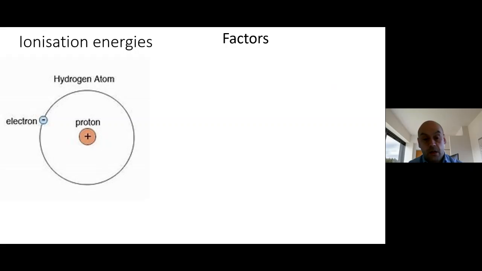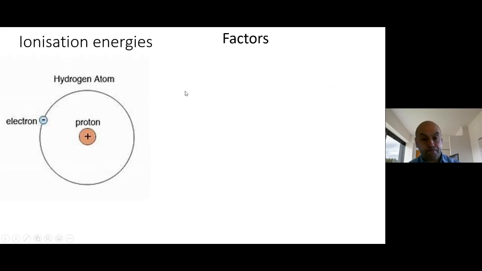So here's our hydrogen atom. Ionization energy means the energy to remove this electron. Make sure you know your definition, please, as well. I don't want to go too much into your topic on ionization energies, but it's the amount of energy to remove 1 mole of electrons from 1 mole of gaseous atoms to form 1 mole of gaseous ions. So we're going to look at the factors that affect the amount of energy needed to remove this electron.